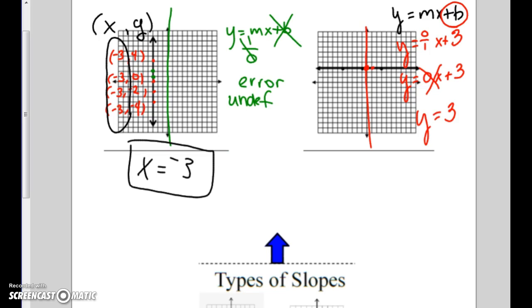Again, if you were to pick some points and you were going to write them out, your y will always equal 3. So this one would be what? 3, 3. This one would be negative 2, 3. And this would be negative 4, 3. Notice that those y's are always 3. Okay?